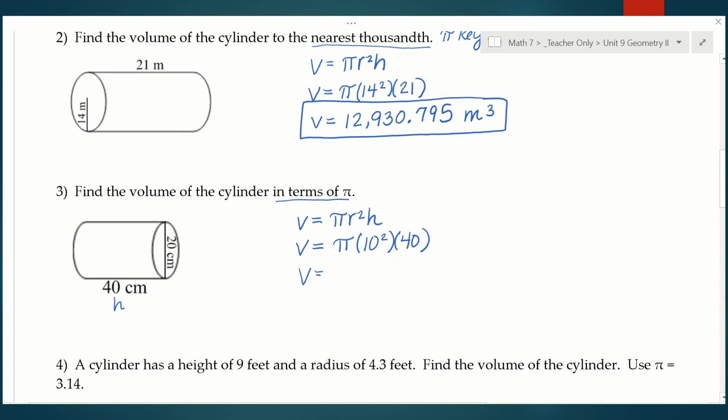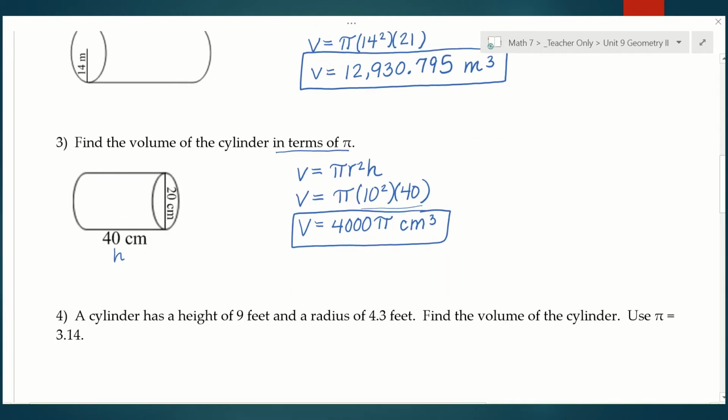Okay, so remember, it's in terms of pi, which means the only thing I'm typing in my calculator is 10 squared times 40. So 10 times 10 times 40 gives me 4,000. And then I put the pi on the end because it's in terms of pi, and I label it centimeters cubed. Okay, so those are the 3 examples that show you the 3 different ways to use pi. Okay, so hopefully that is clear.